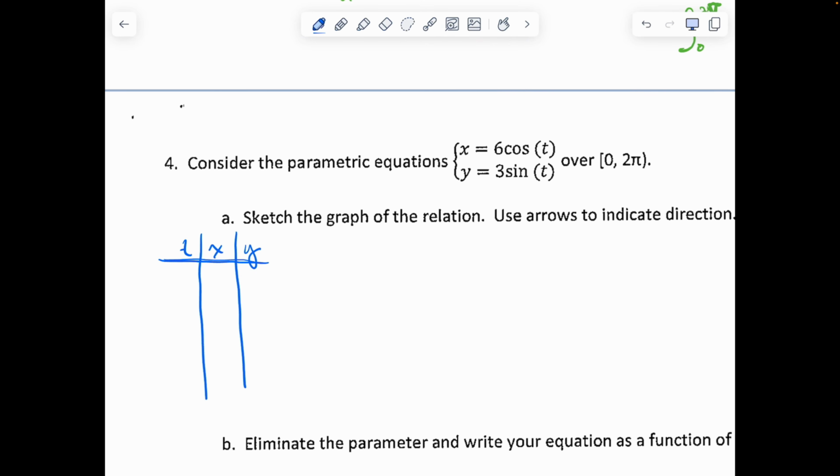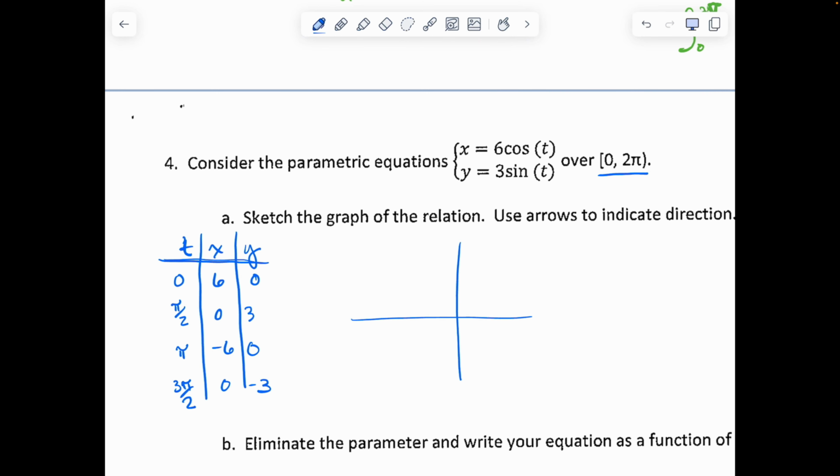So to sketch this, I'm going to plug in some values of t. T is going from 0 to 2 pi, so I'm going to start with 0, pi over 2, pi, 3 pi over 2. When I plug in 0, cosine at 0 is 1, so this is 6. Sine at 0 is 0. When I plug in pi over 2, I get 0, 3. Negative 6, 0, 0, negative 3.